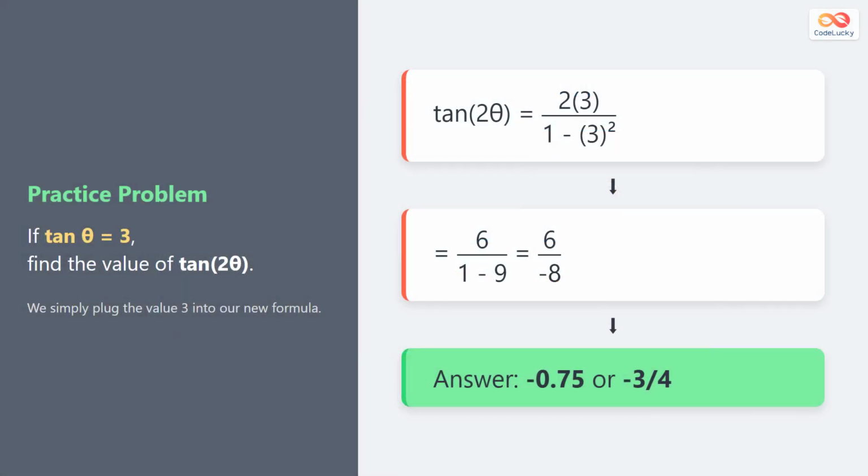Let us try a practice problem. Suppose we know that tangent of theta equals 3, and we want to find tangent of 2 theta. We simply plug the value 3 into our formula. The numerator becomes 2 times 3, which is 6. The denominator becomes 1 minus 3 squared, which is 1 minus 9, or negative 8. Simplifying 6 over negative 8 gives us negative 3/4, or negative 0.75.